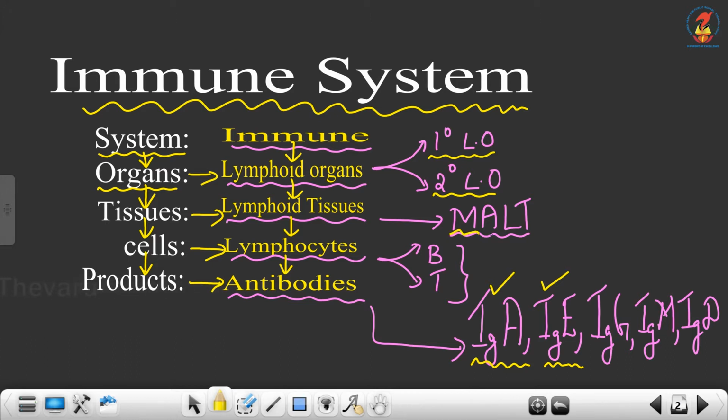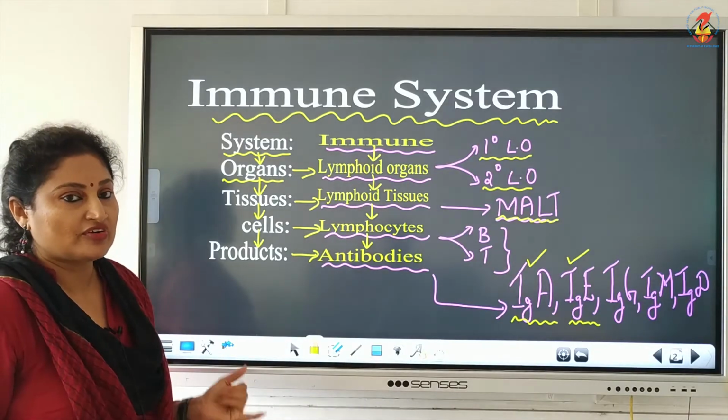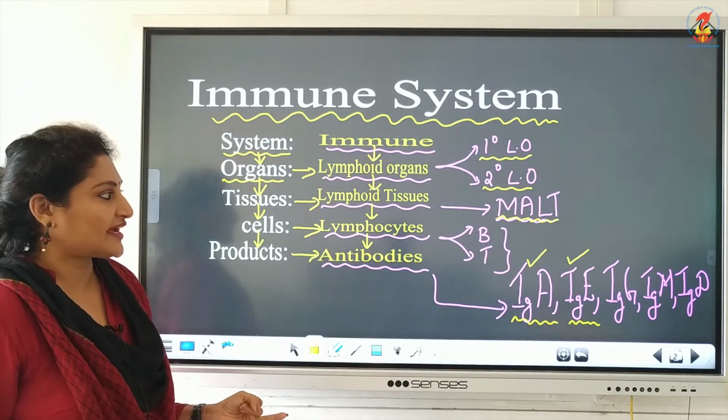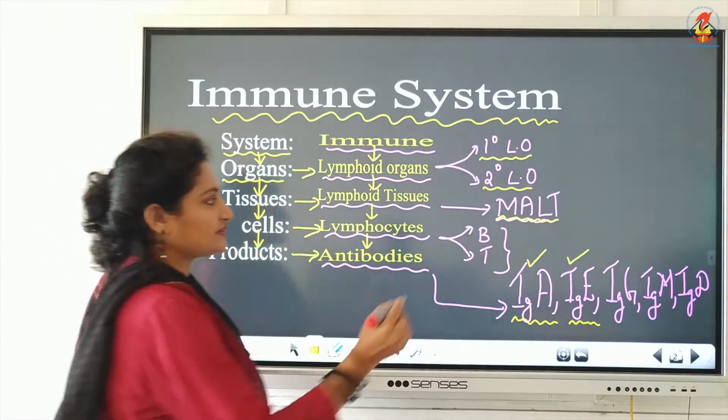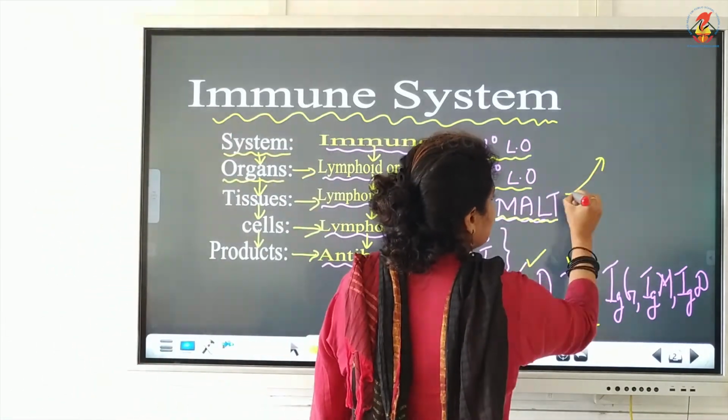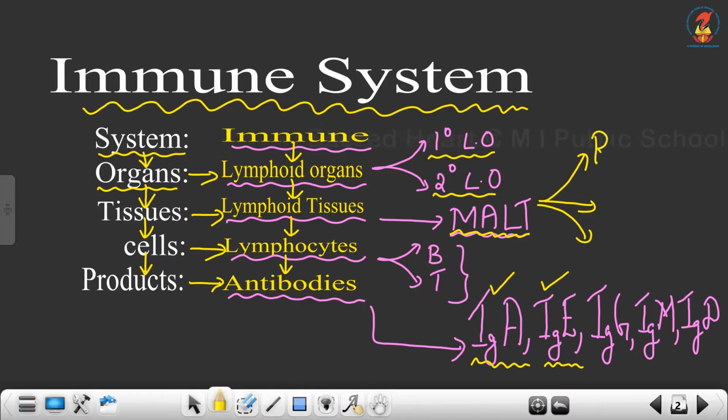Lymphoid tissues. The lymphoid tissue is MALT, mucus associated lymphoid tissues. As I told you, it lines the respiratory tract, the digestive tract, and the urogenital tract, lining three different tracts: the respiratory tract, digestive tract, and the urogenital tract.